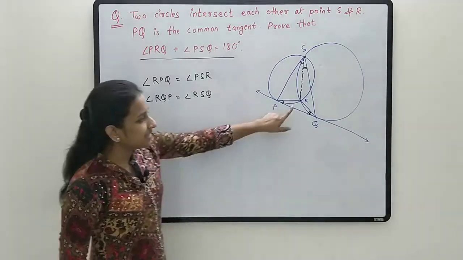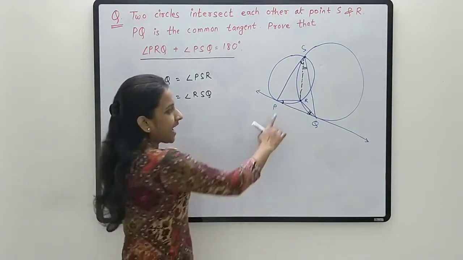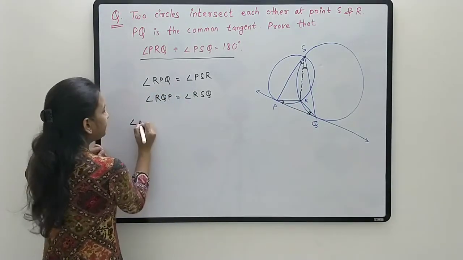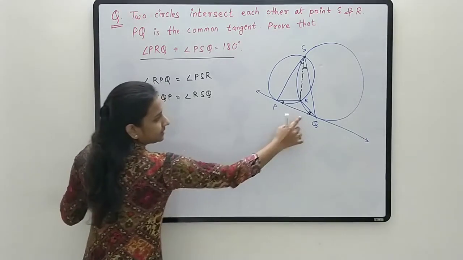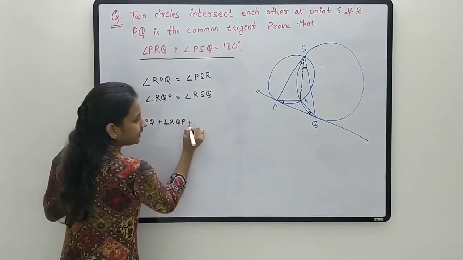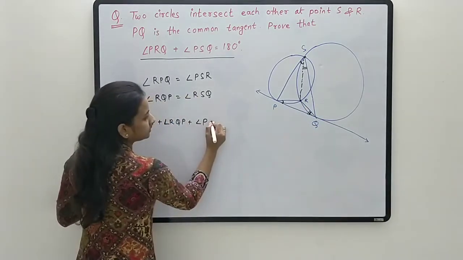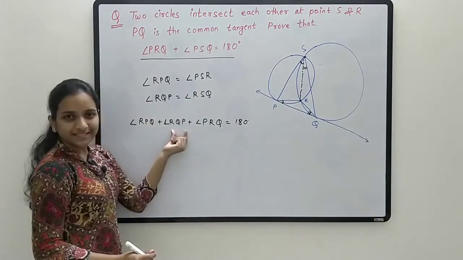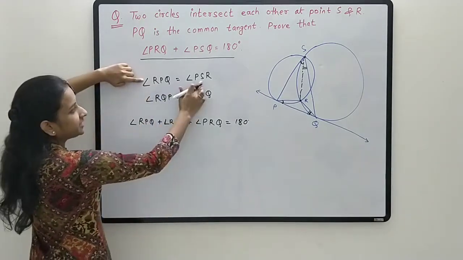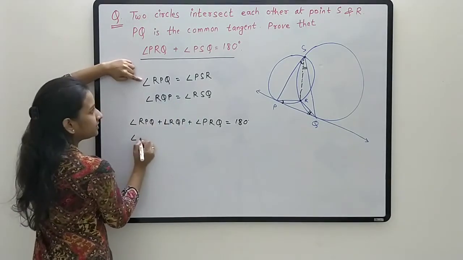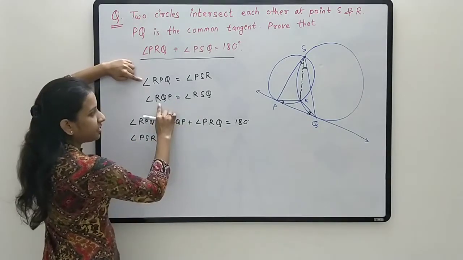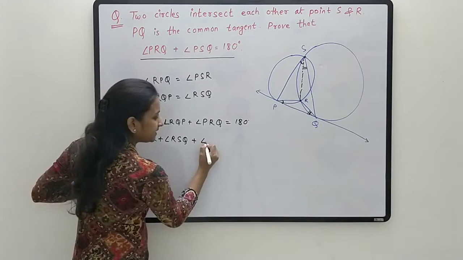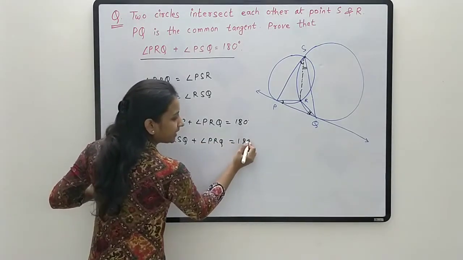Fine. Now in this triangle, let's add these three angles and the sum of all three angles is 180 degrees. So angle RPQ plus angle RQP plus angle PRQ is 180 degrees. From these two, we can substitute these two angles here, right? So let's substitute this value instead of angle RPQ. So PSR plus, instead of this, let's substitute this angle RSQ plus this angle as it is, PRQ, is equal to 180 degrees.